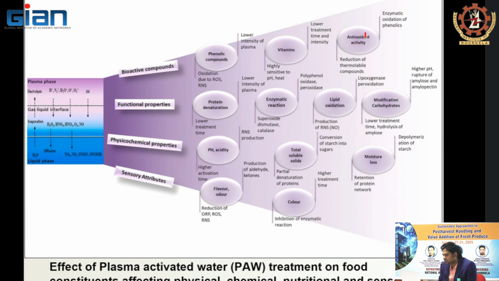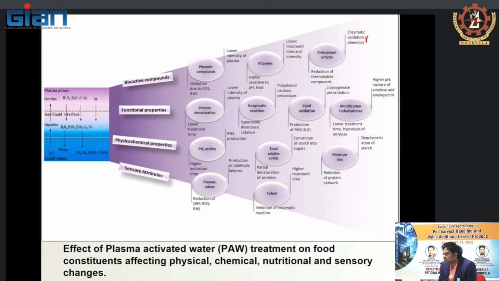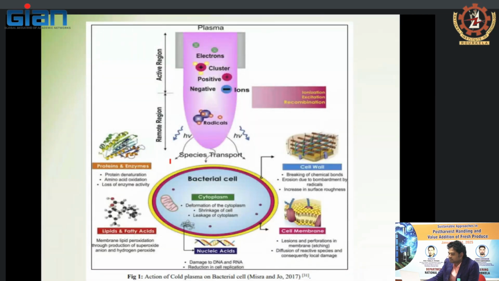And you have antioxidant activity, enzyme oxidation, reduction of enzymatic activity, and modification of carbohydrate, lipid oxidation, enzymatic reaction, and protein denaturation. So these are some of the possible changes which can occur in food materials. Reduction in the moisture, reduction in the total soluble concentration. So these are some of the changes which occur to the chemical and nutritional parameters of food materials.